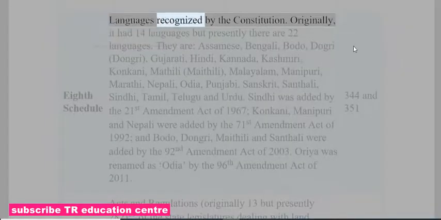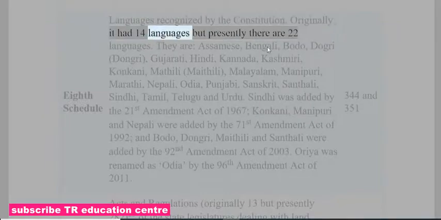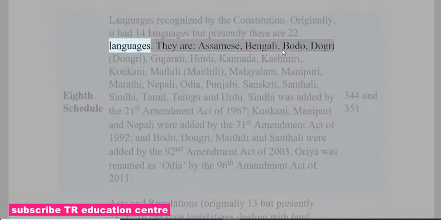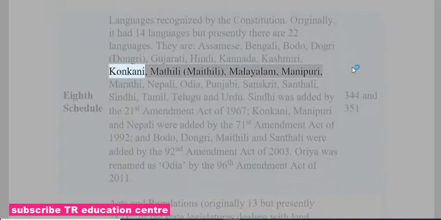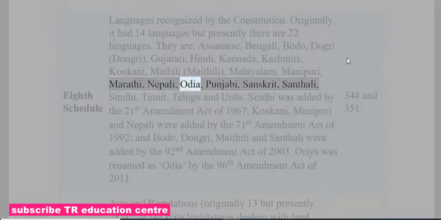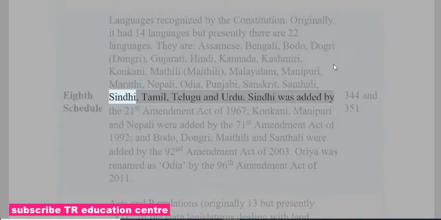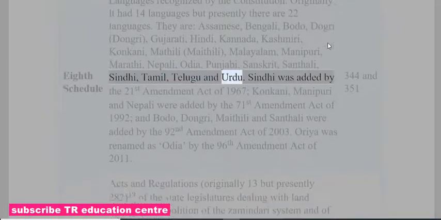Languages recognized by the Constitution. Originally, it had 14 languages, but presently there are 22 languages. They are Assamese, Bengali, Bodo, Dogri, Gujarati, Hindi, Kannada, Kashmiri, Konkani, Maithili, Malayalam, Manipuri, Marathi, Nepali, Odia, Punjabi, Sanskrit, Santali, Sindhi, Tamil, Telugu and Urdu.